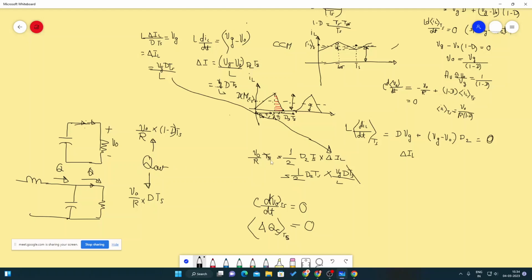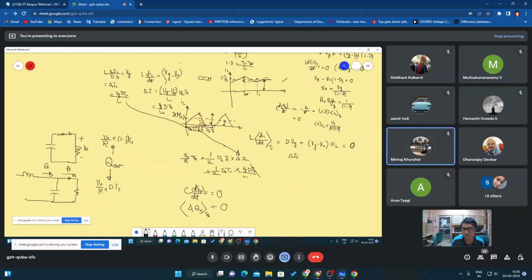So net Q out is V naught by R into Ts. And how much is coming in? It's the duration when the diode is conducting. So the amount of charge coming in should be equal to the amount of charge coming out, because the net change of charge is 0. So hence you get the steady state expressions. Okay, sir. Good.